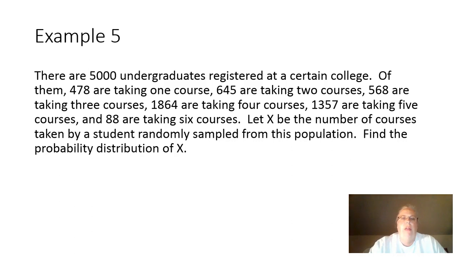Example 5. There are 5,000 undergraduates registered at a certain college. Of them, 478 are taking 1 course, 645 are taking 2 courses, 568 are taking 3 courses, 1,864 are taking 4 courses, 1,357 are taking 5 courses, and 88 are taking 6 courses. Let x be the number of courses taken by a student randomly sampled from this population. Find the probability distribution of x.